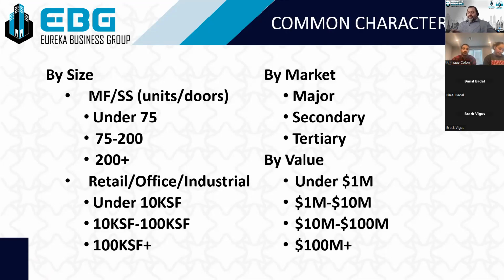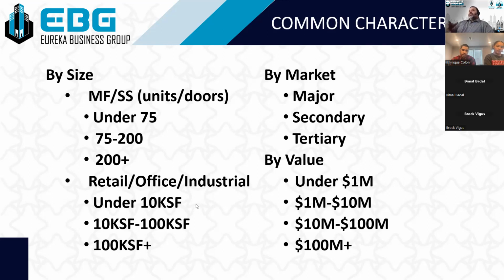So I mentioned earlier that all those different types of commercial real estate can also be characterized in other ways, right? For example, size. In multifamily or self-storage, we're counting units or doors: under 75 units, or 75 to 200 doors, or 200 plus units, and so on. In the retail, industrial, or office world, it's measured by square footage. In land, it's measured by acres.